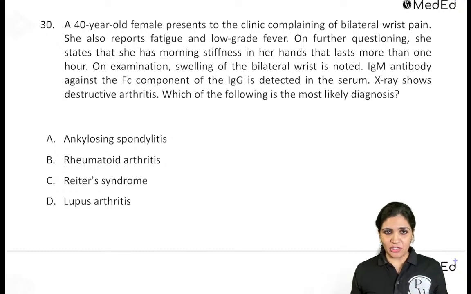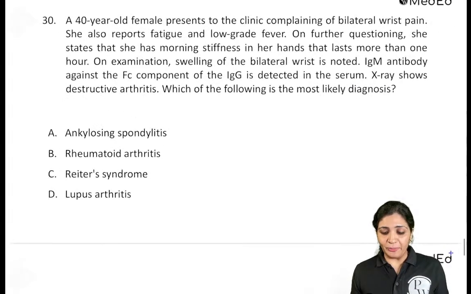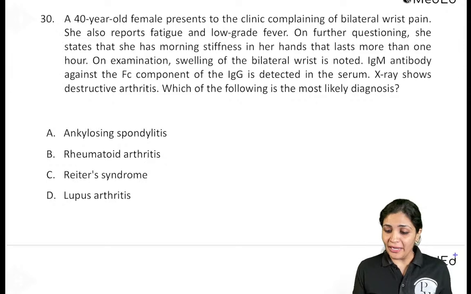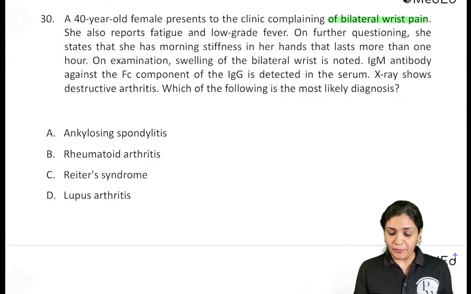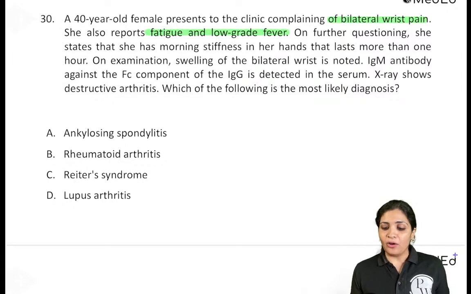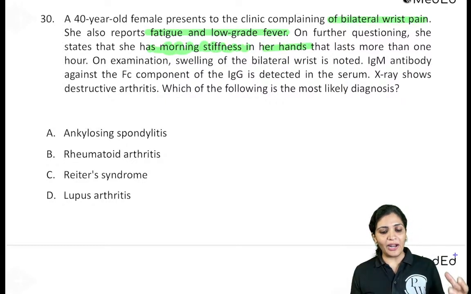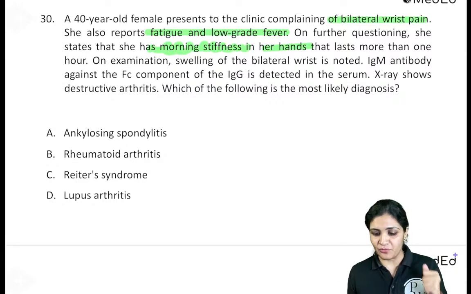Now moving on to the next question. A 40-year-old female presents to the clinic complaining of bilateral wrist pain, right? She also reports fatigue and low-grade fever. On further questioning, she states that she has morning stiffness in her hands that lasts more than 1 hour. On examination, swelling of the bilateral wrist is noted.